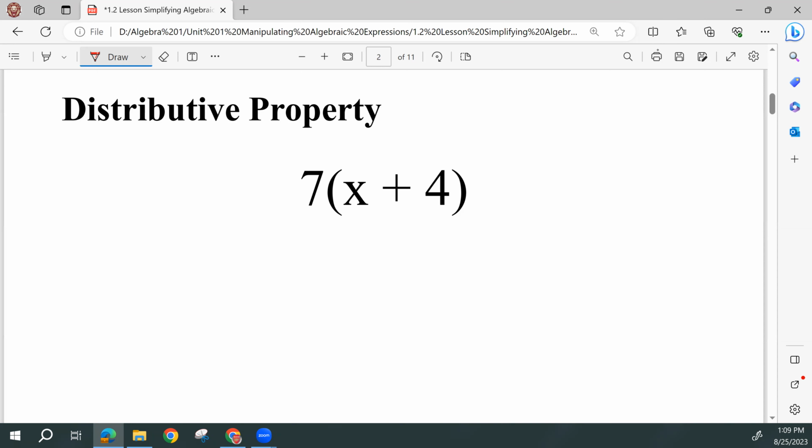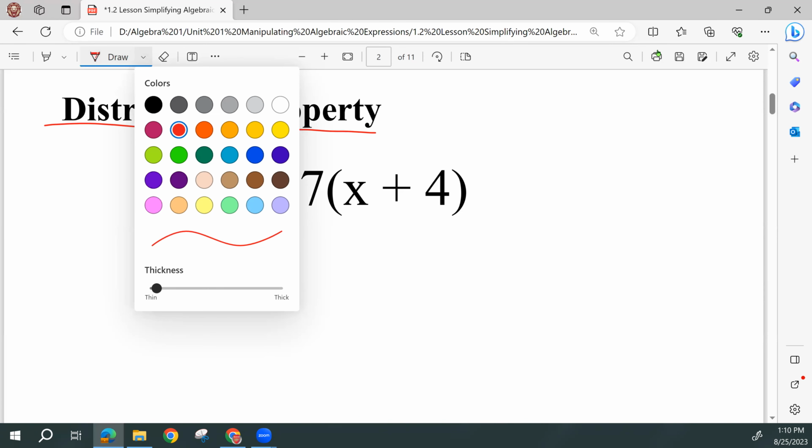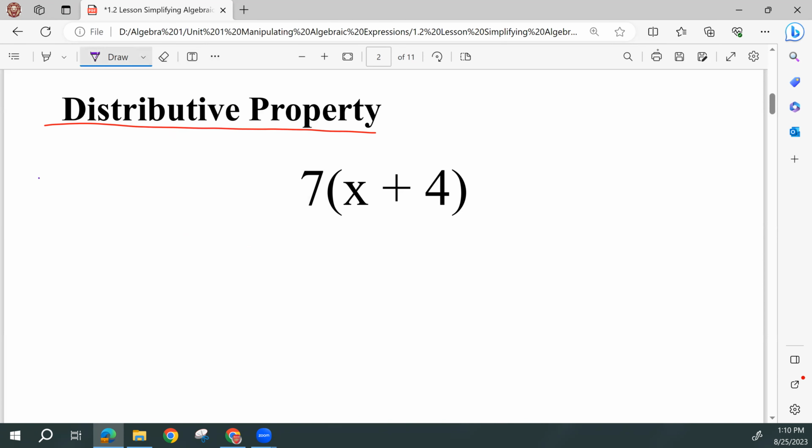So here I am going to talk about the distributive property. I have this expression 7 times x plus 4, and x plus 4 is in parentheses. The 7 is next to the parentheses. Whenever we have something that looks like that, that implies that there is multiplication. So when we put a number next to a parentheses, that's telling us we need to multiply.